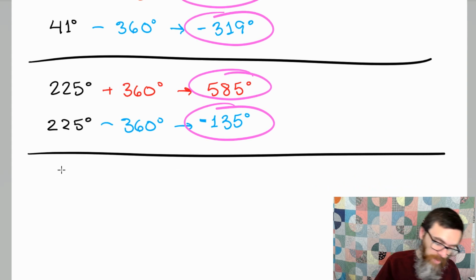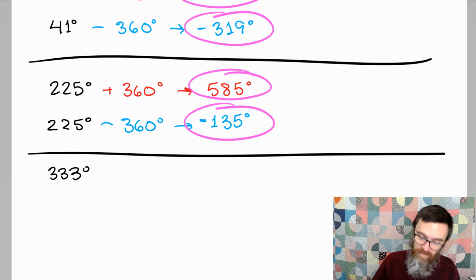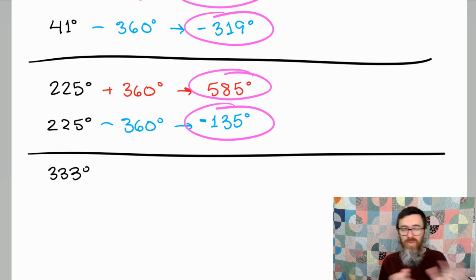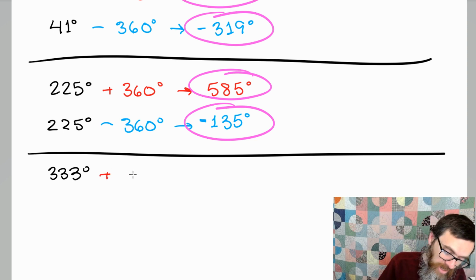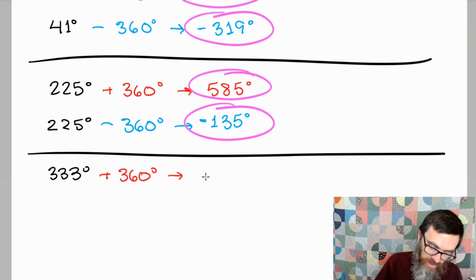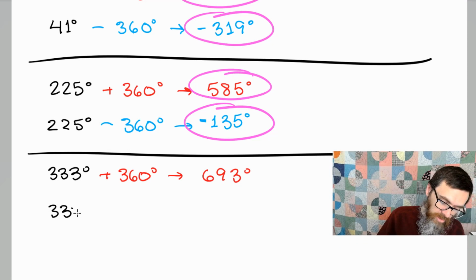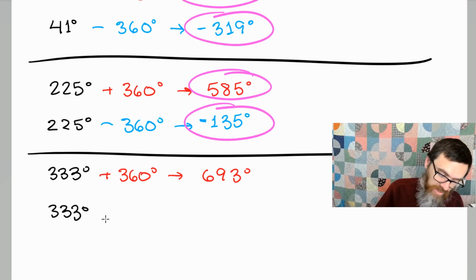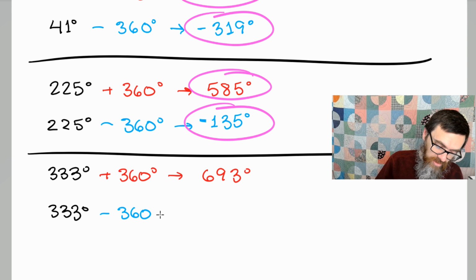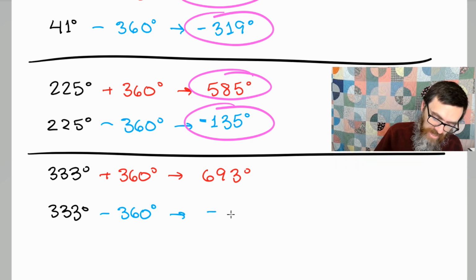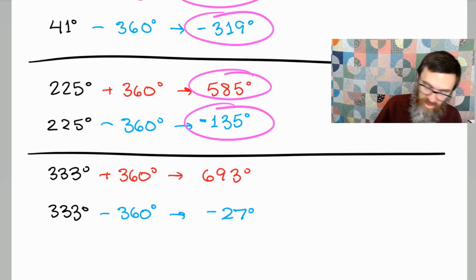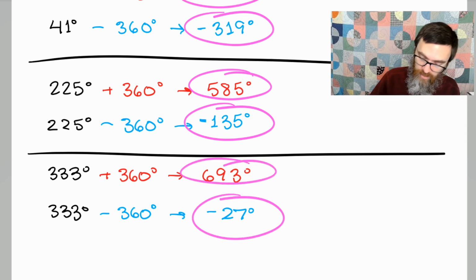And same thing for this last problem, 333 degrees. Now this one is between 0 and 360 to begin with. So because of that, if I add 360, that's going to be my first positive one, so 693 degrees. Or if I subtract 360 degrees, negative 27 degrees. These are going to be coterminal.